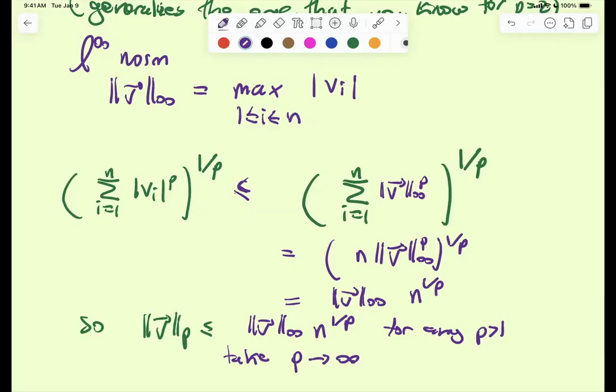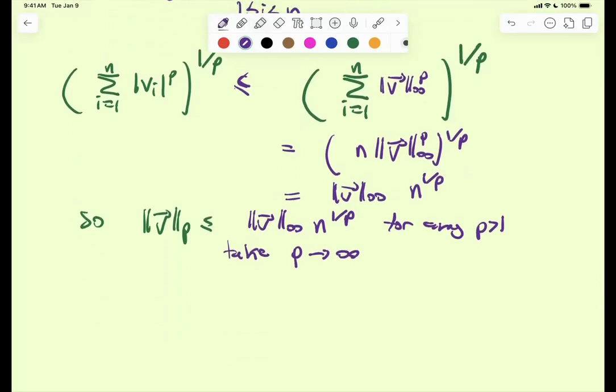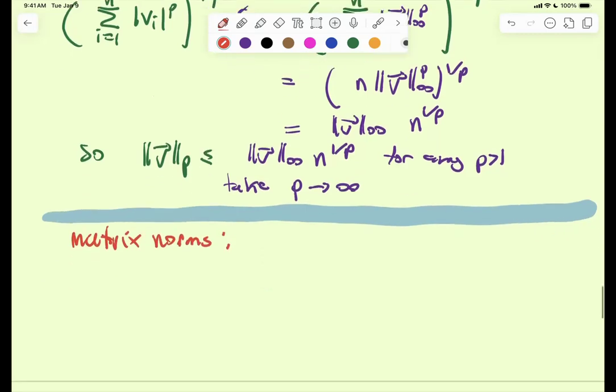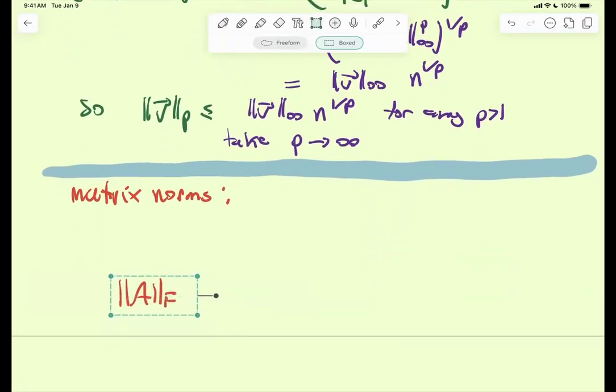And then for matrices, there are similar norms. So one is called the Frobenius norm, which is actually the one that we were using all this time. Just to give you some examples for matrices. So this is called matrix norms. The one is called the Frobenius norm.